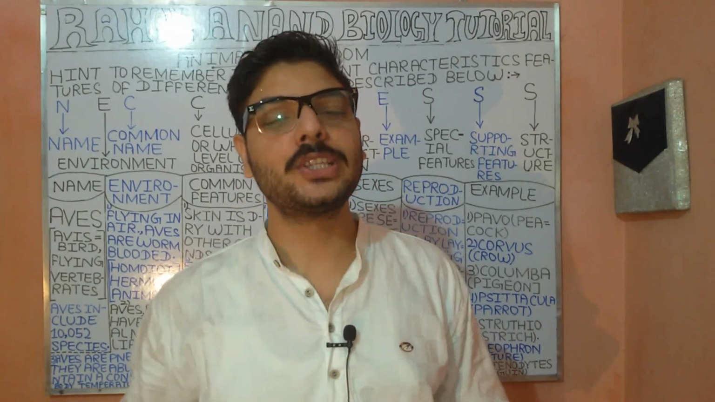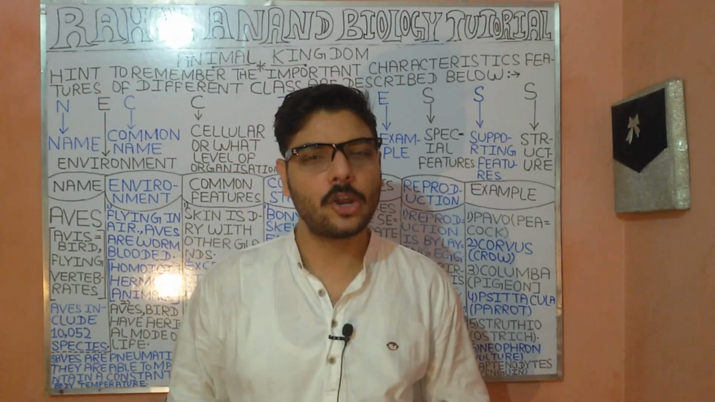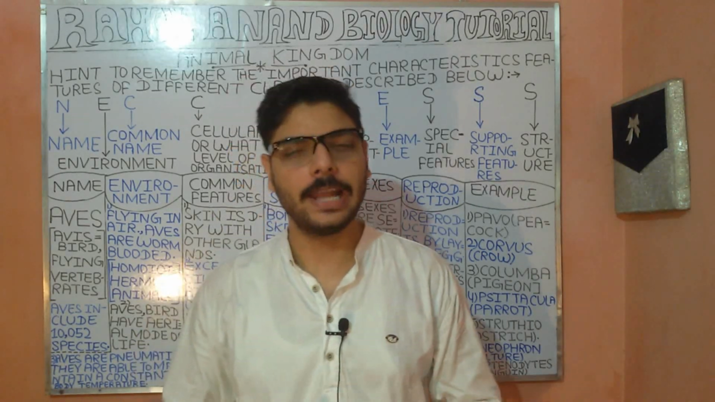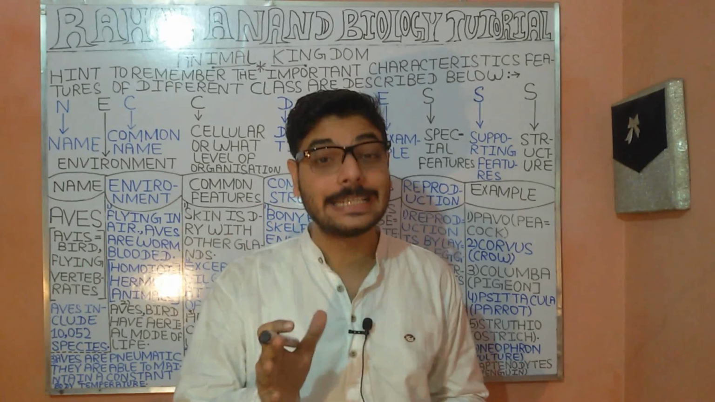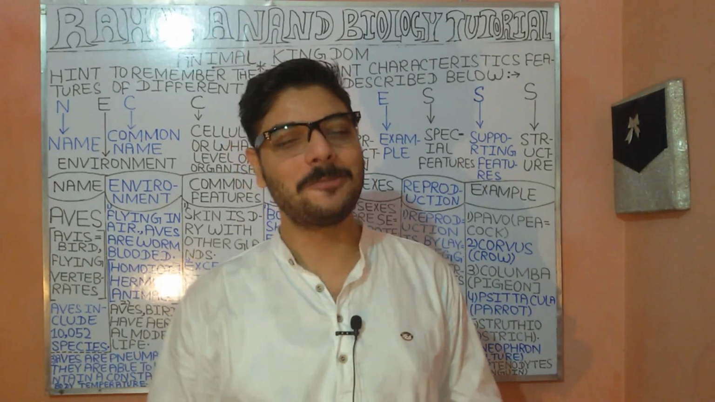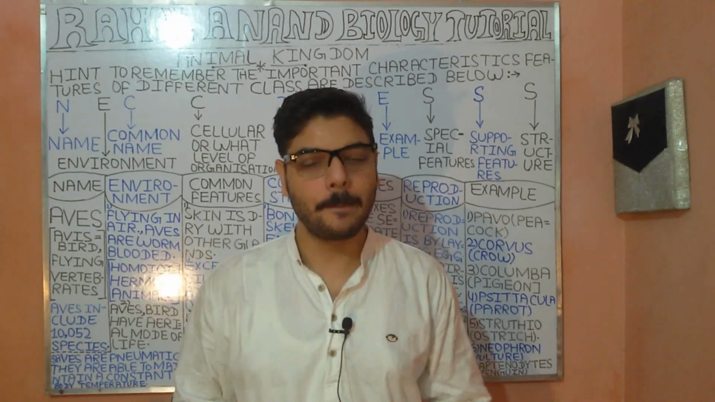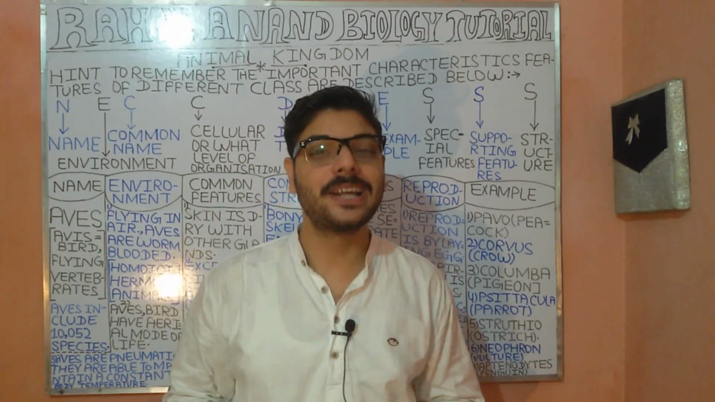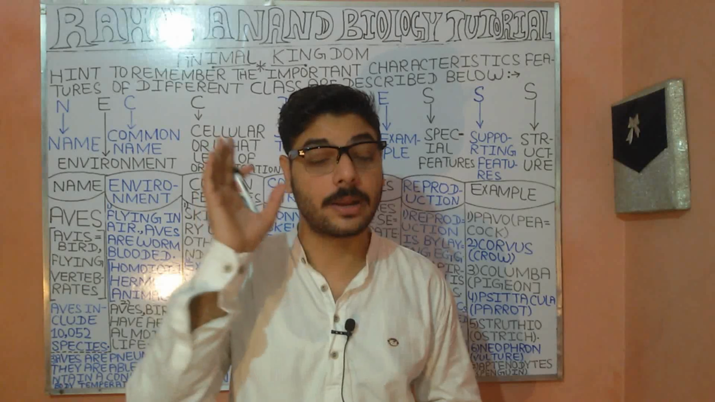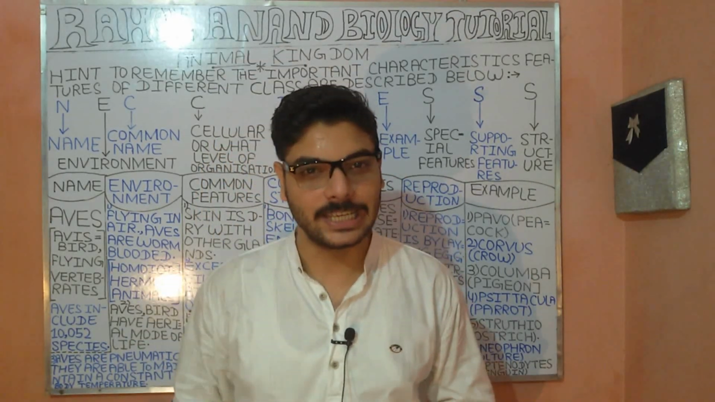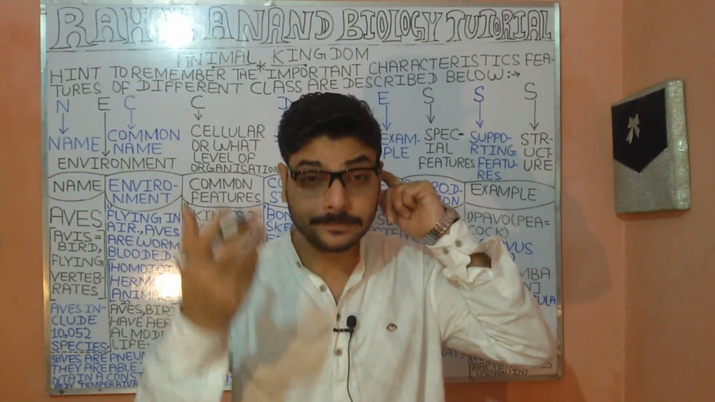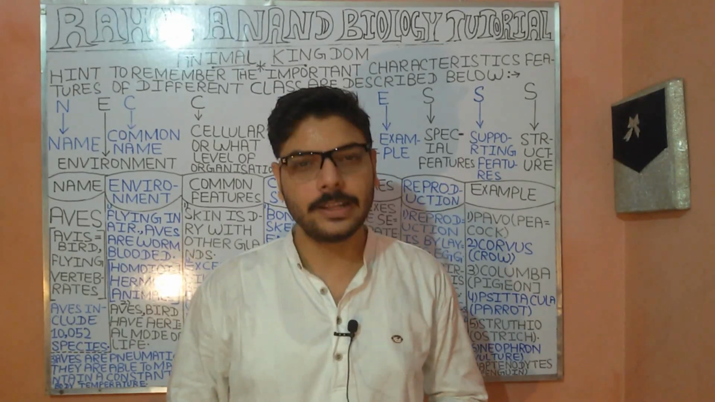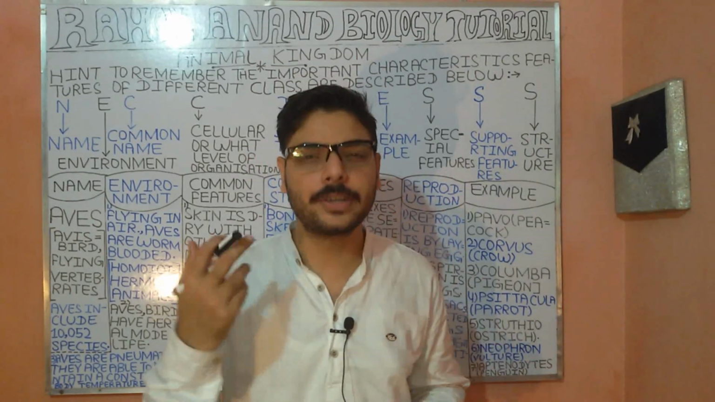So these are called as what? These are called as the NICHE DRESS. Now let's elaborate the meaning. N stands for the name, E stands for the environment, C stands for the common name, again C means the cellular level of organization, D means the digestion, R stands for the reproduction, E stands for the example, and S stands for the sexes as well as the supporting features, the special features, the structure etc.